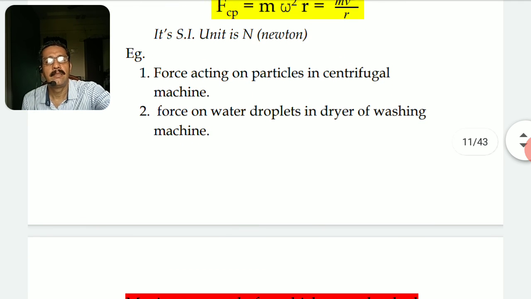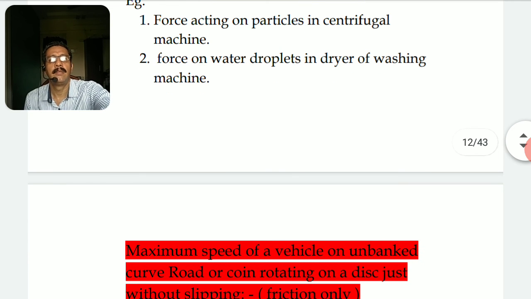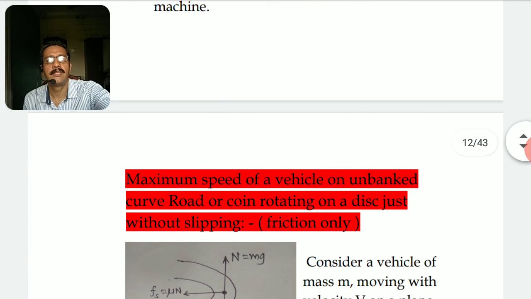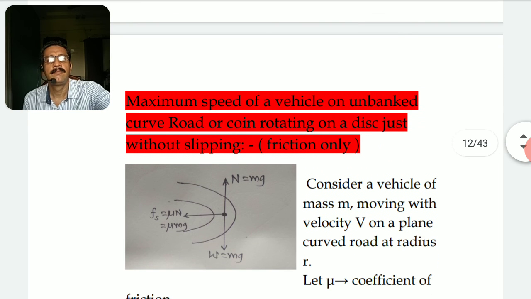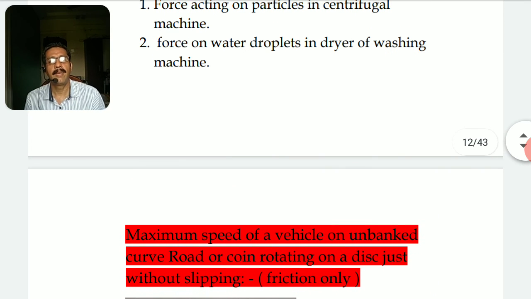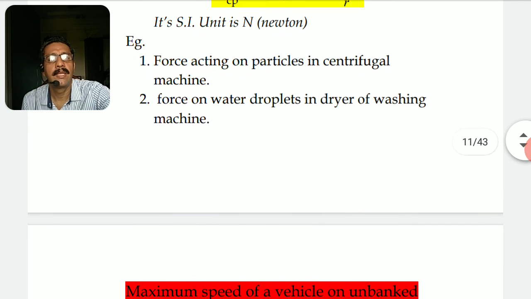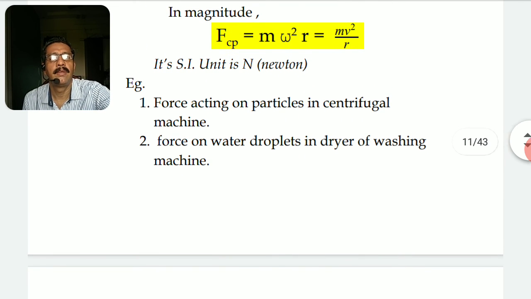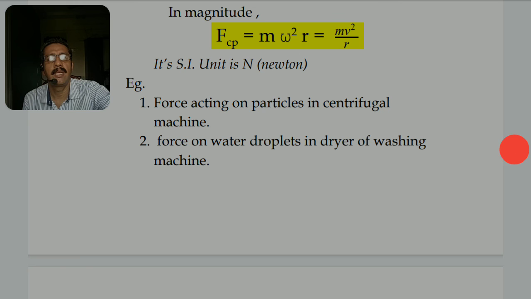In the third session of this rotational dynamics, we will speak about the maximum force acting on a particle on an unbanked curved road having only friction, then a banked road without friction, and a banked road which is also considered with friction. So that is the second part of rotational dynamics, where we have seen the acceleration and the force acting on a particle performing circular motion.